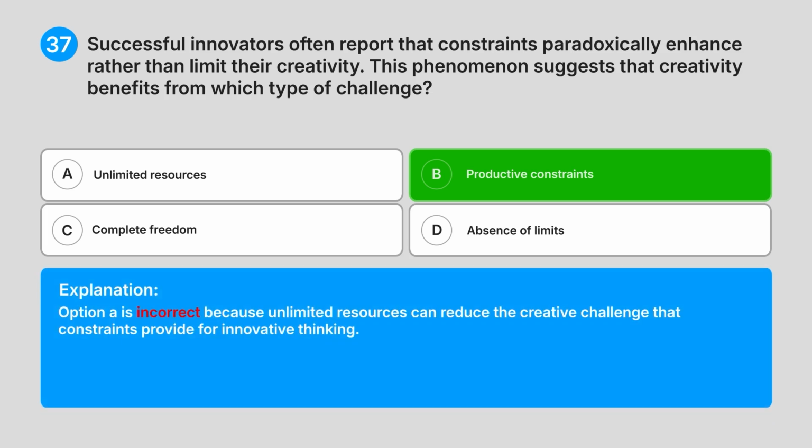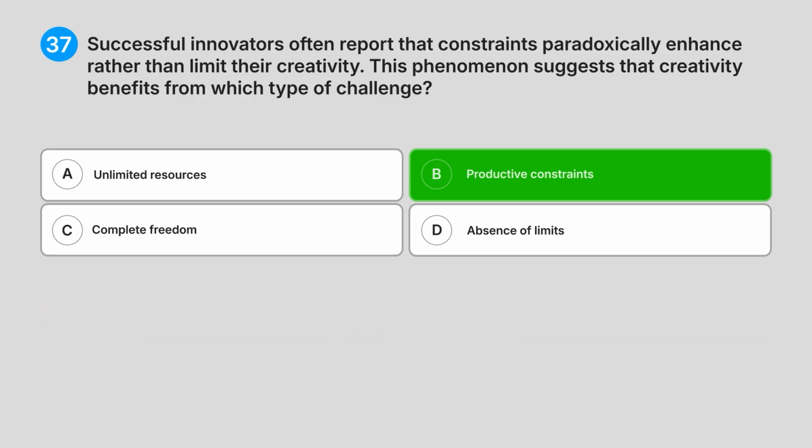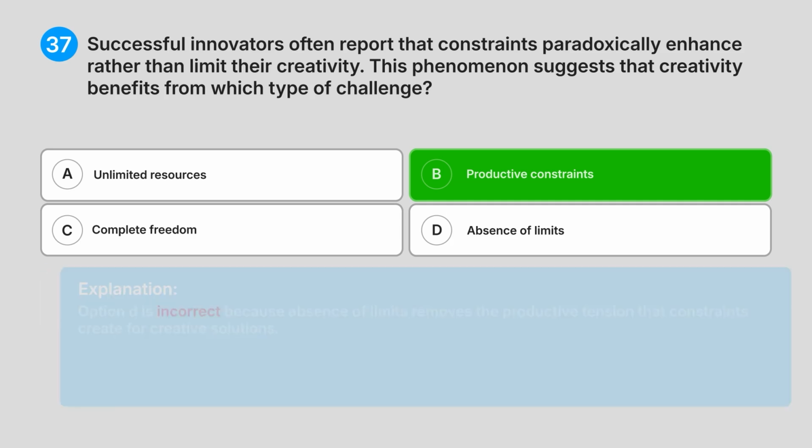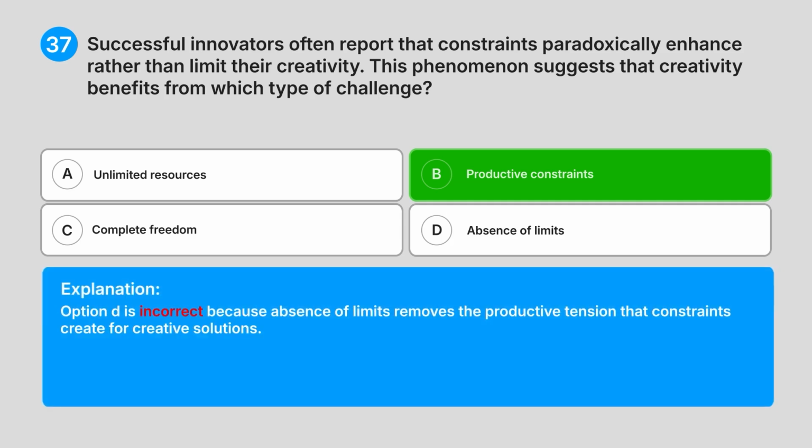Option A is incorrect because unlimited resources can reduce the creative challenge that constraints provide for innovative thinking. Option C is incorrect because complete freedom can be overwhelming, while constraints provide helpful structure for creative exploration. Option D is incorrect because absence of limits removes the productive tension that constraints create for creative solutions.